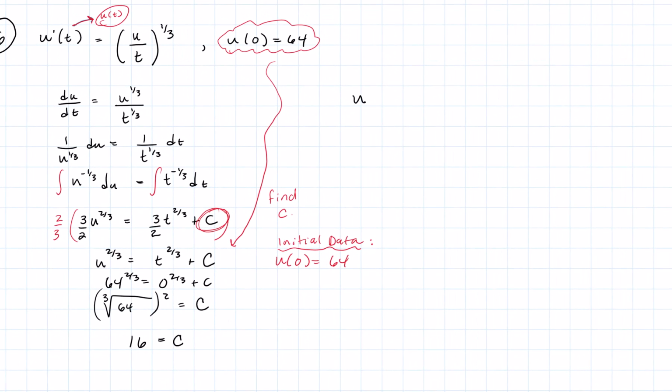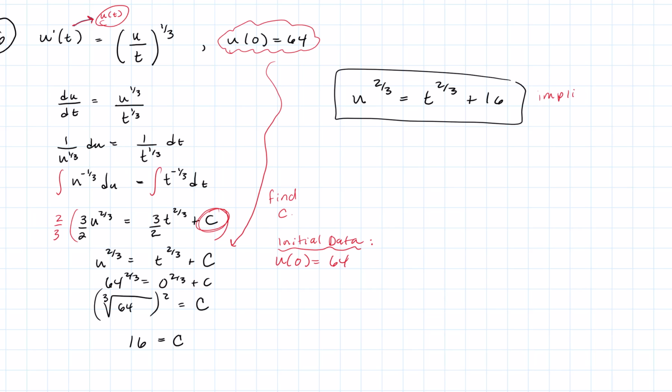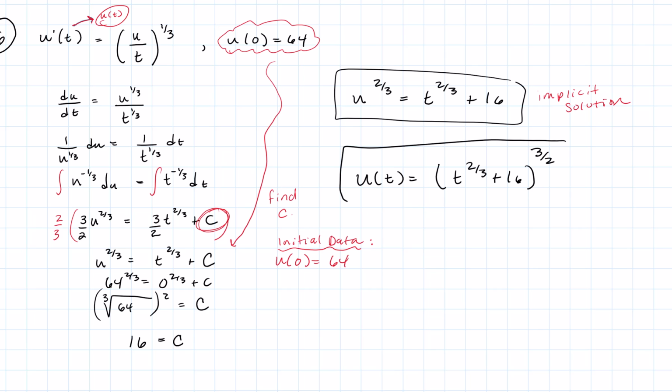So u to the 2/3 equals t to the 2/3 plus 16. And I'm going to circle these both so we can write them like we did on the last one. That is my implicit solution. But we can easily solve for u in this particular case. So we could raise both sides to the 3/2. So u as a function of t would be t to the 2/3 plus 16, raised to the 3/2. And that is my explicit formula.